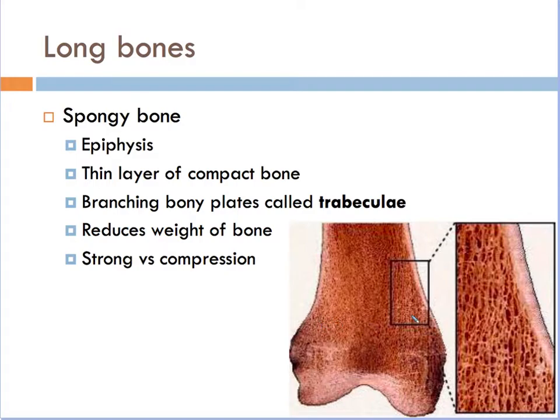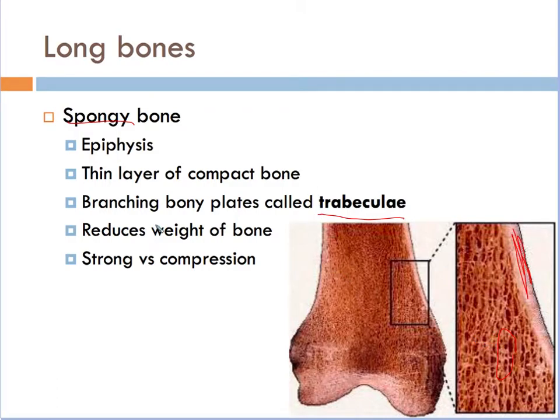The heads, the ends, the epiphyses of your long bones have compact bone on the outside, but then in the middle you see this branching, spongy looking substance. This is known as spongy bone. Oddly enough, found in the epiphysis, it's a thin layer of compact bone out here, and this is all spongy bone. These branches that you see are known as trabeculae. So trabeculae are found in the epiphyses of long bones, and they are the branches.